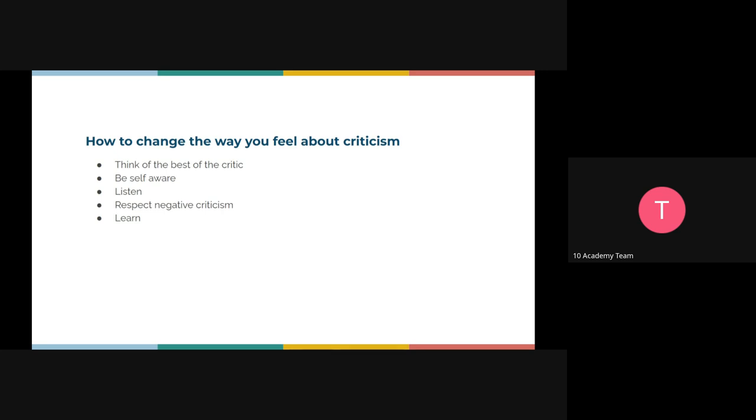And then also self-awareness. Understand yourself, and understand that when you're given a negative critic, you might start being very defensive at first. And defensiveness is very natural, it's very human. You may feel hurt by critical comments, but you have to be aware and give yourself some time to move past that.